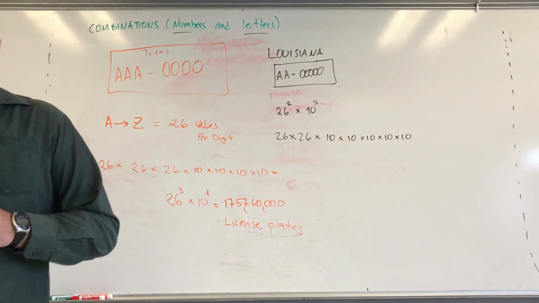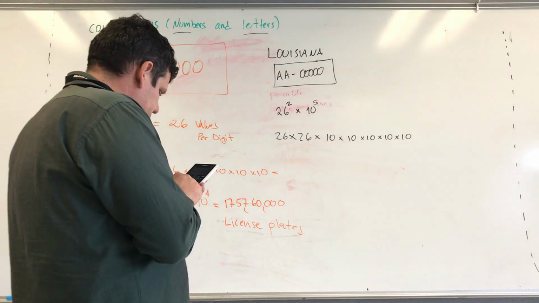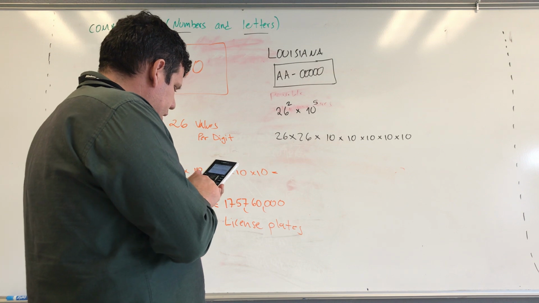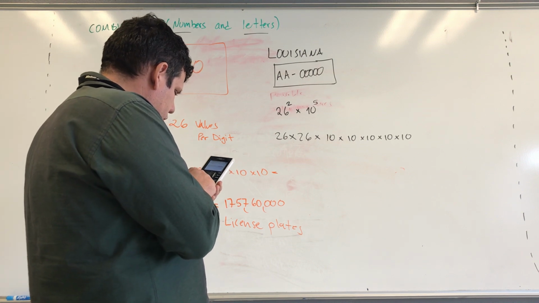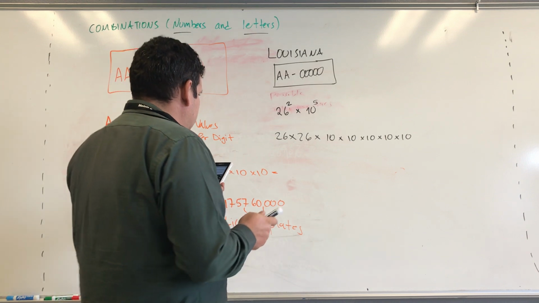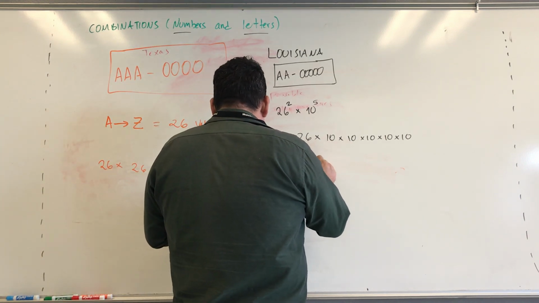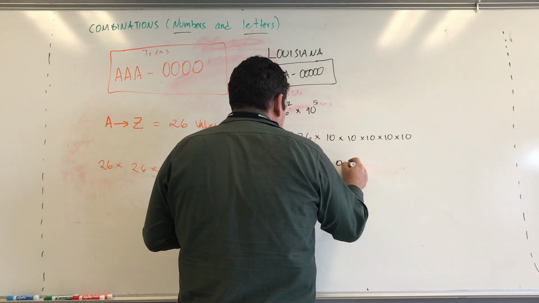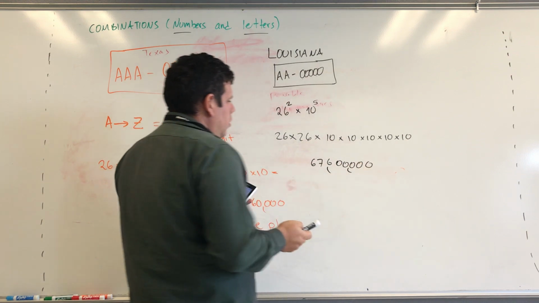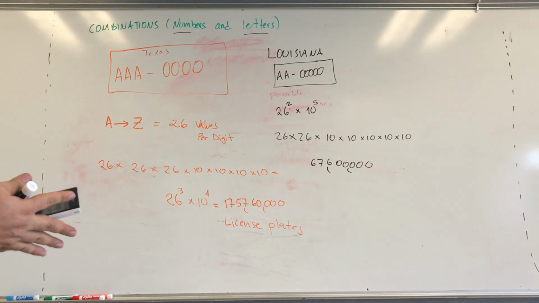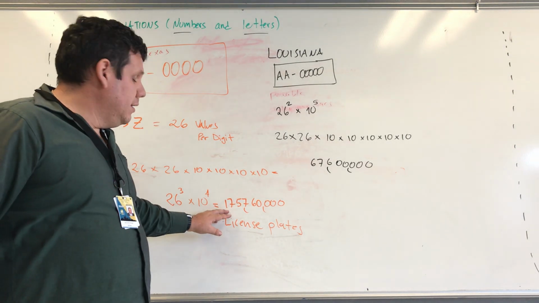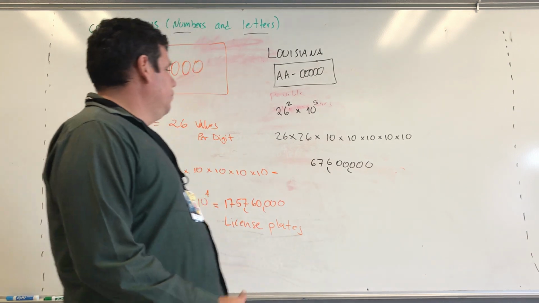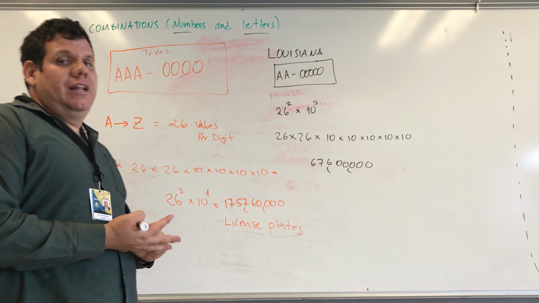All right, so let's do it. 26 to the second power times 10 to the power of 5. Right, so we have less license plates. In here we have almost 176 million, but in here we have almost 68 million. So this is one application for numbers and letters combinations.